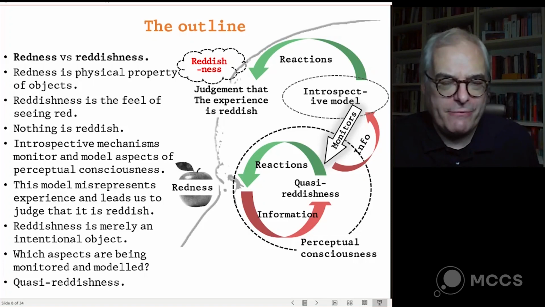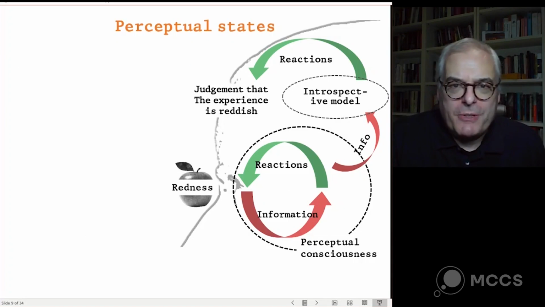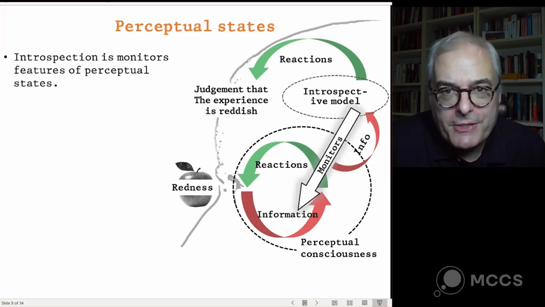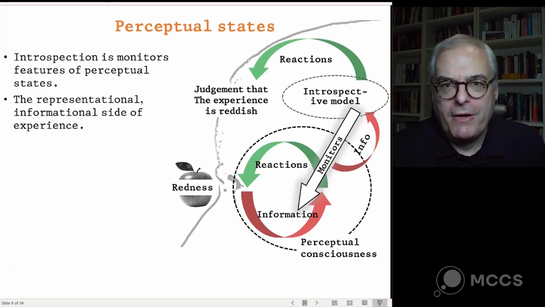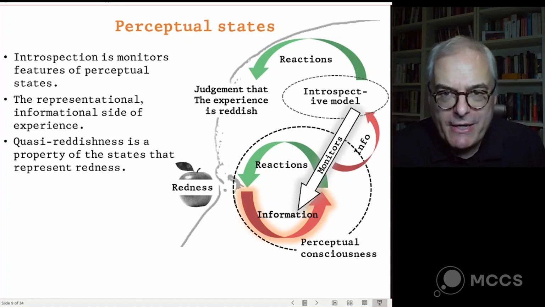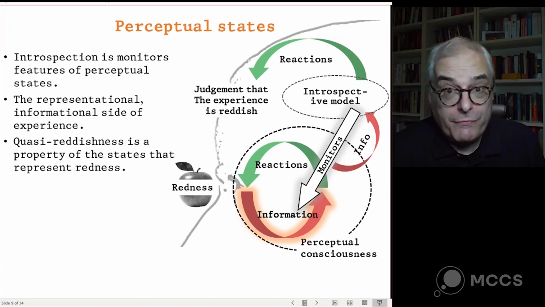Well, one answer would be that it's the perceptual states involved in perceptual consciousness. It's the representational, informational side of experience, states of the visual processing system. Say, in the case of colour, quasi-reddishness would then be some physical property of the visual cortex. It might be certain patterns of neuron firing within the visual cortex.